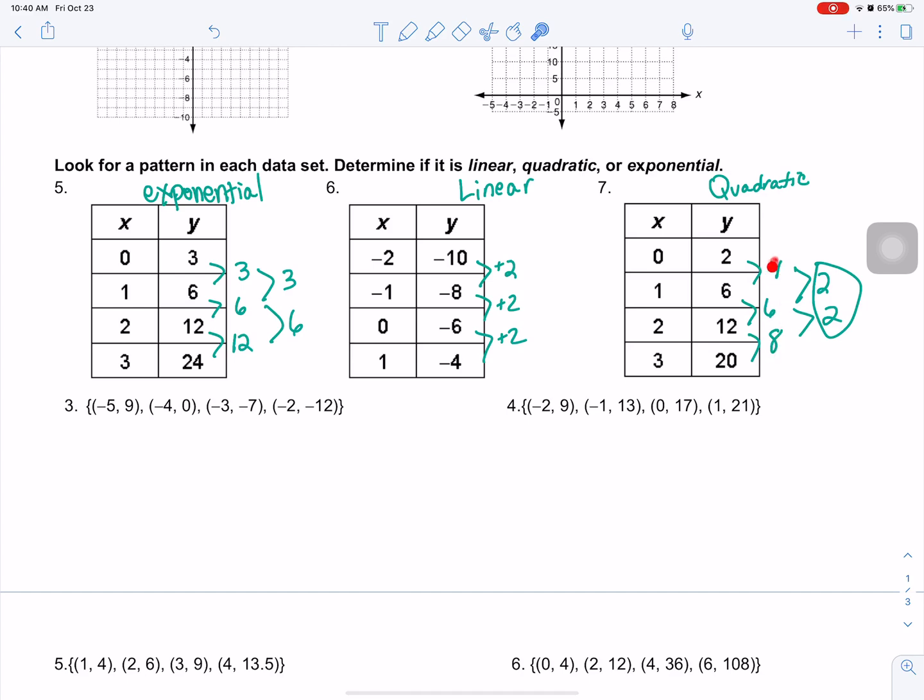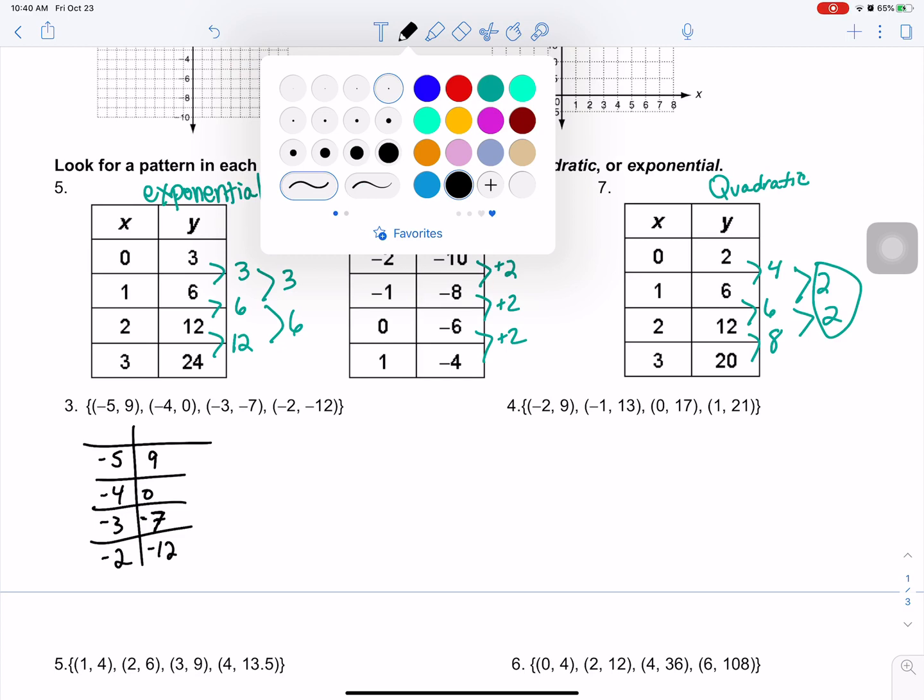Quadratic, when I do these differences, the first set aren't going to be the same, but when I do the second set, they will. If I have a list of points, I'm just going to create them into a table. So -5, 9, -4, 0, -3, -7, -2, -12. So same idea. If I put them into a table, it just makes it a lot easier to deal with.